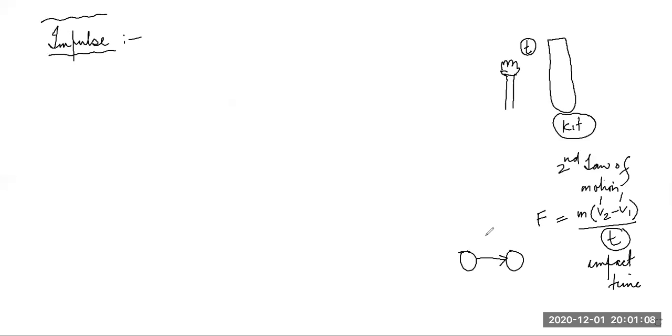There are certain things in this universe, like magnetic and electromagnetic forces, where touch is not important. Force is applied even from a distance. But we're talking about the other kind of force, where we need touch and the force is delivered. So if this t is more, F will be less. If t is less, F is more.